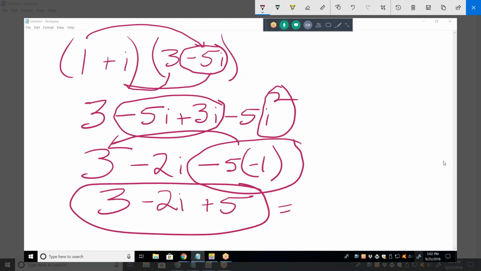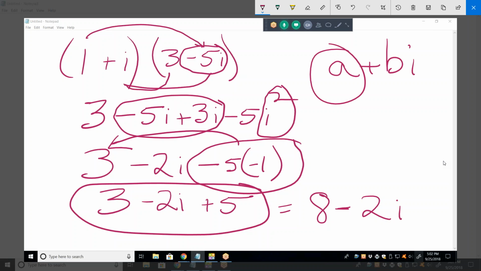Finish simplifying it. Is there any parts you can combine? The 3 and the 5. Okay. Do it. 8. And it goes in front because they want the answer in a plus bi format. So the real number is there. That's a real number also. b is just the coefficient of the imaginary part of that number. Okay?